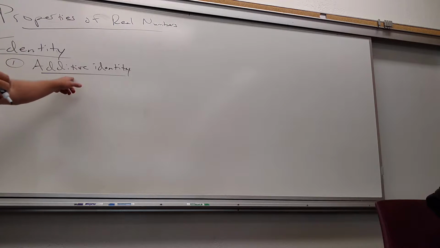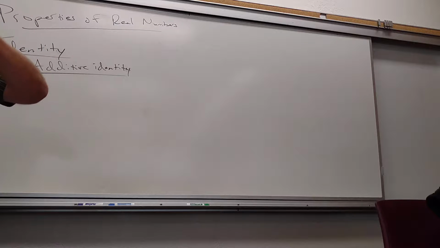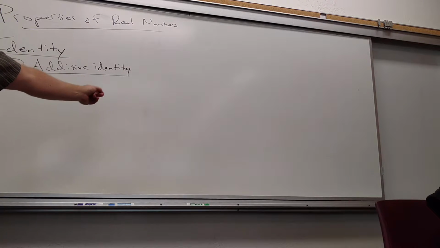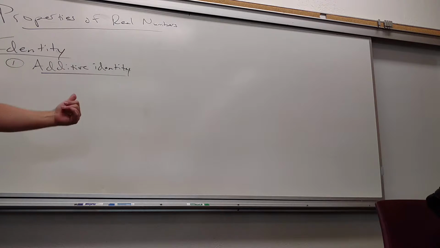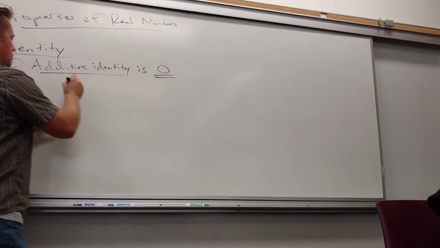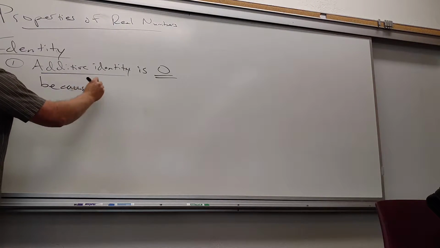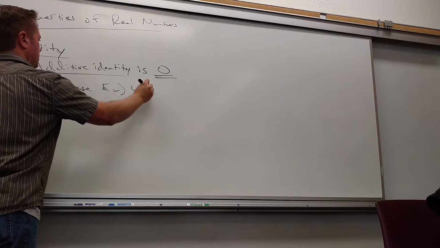So what would the additive identity be? It must be the thing that keeps its identity the same. What do I add to something so it stays the same? 0. So on one level it's kind of like, well, yeah, of course it doesn't change. But on another level, that's why we call it identity. So the additive identity is 0, because, for example, 4 plus 0 is 4.